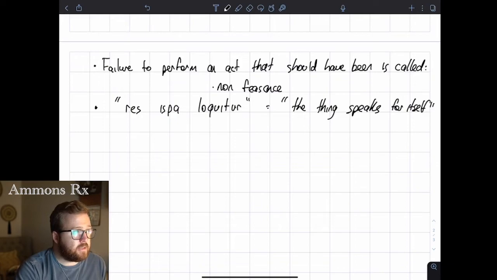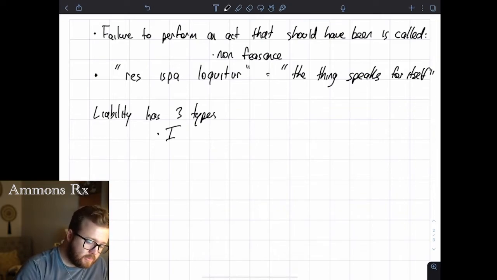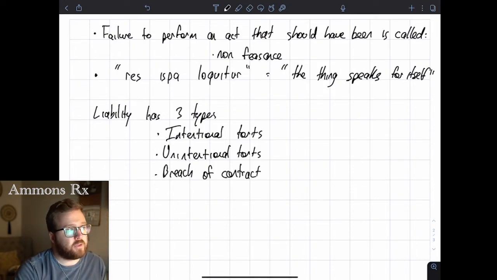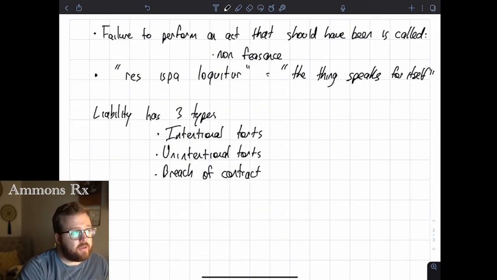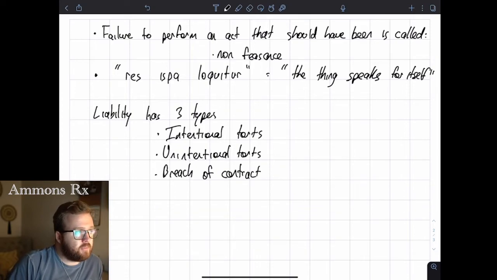Theories of liability are divided into 3 types. We have intentional torts, unintentional torts, and breach of contract. Statute of limitations is not one of those liability types. What is the most common period of time, which could also mean statute of limitations, for filing a professional negligence lawsuit? The most common period of time for filing a professional lawsuit is 2 years.